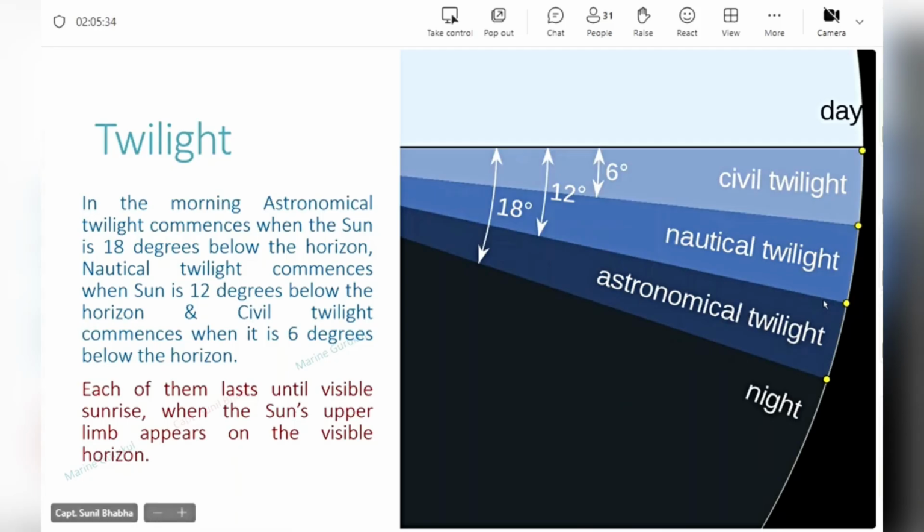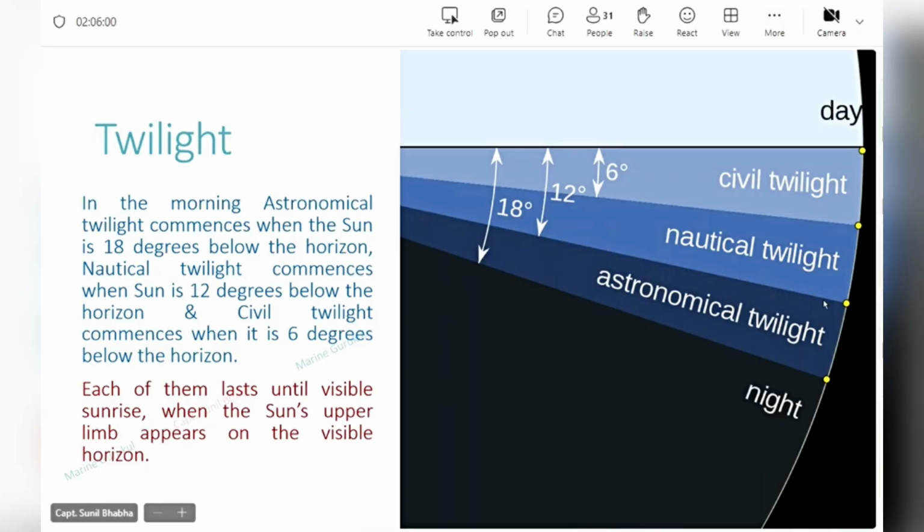Any doubts, beta? Sir, in astronomical twilight, we can see the stars and planets, no, sir? And beta, even then we cannot see the horizon. In astronomical twilight, from 18 degrees to 12 degrees, we cannot see the horizon because the light is too less. We cannot use the sextant to bring the object to the horizon, right, sir?